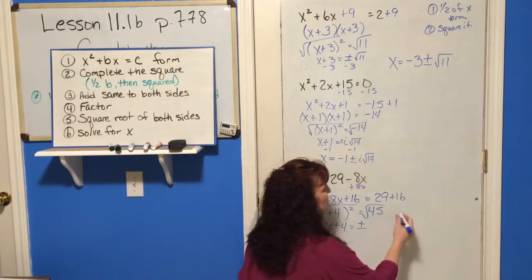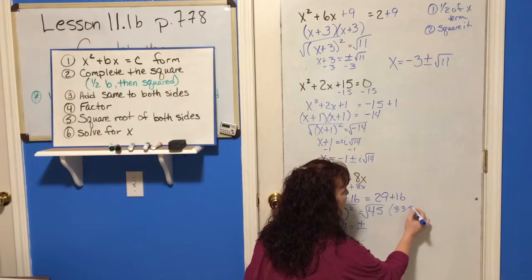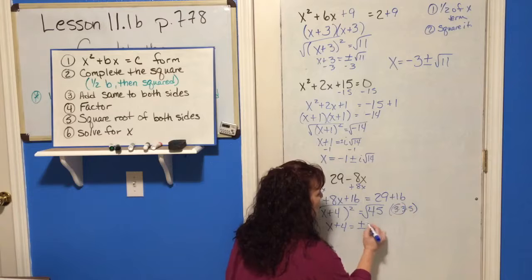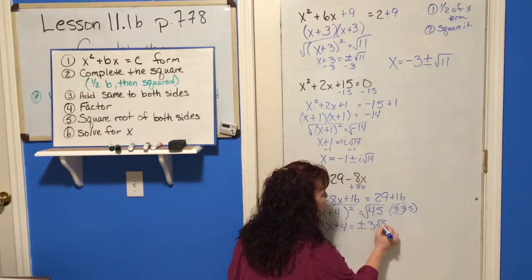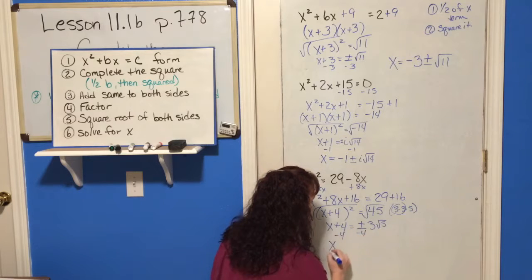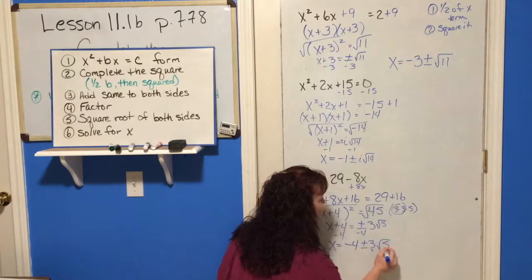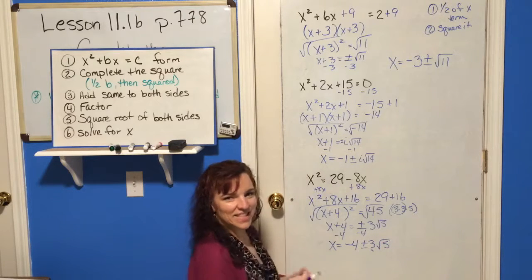Let's simplify this here. 45 is 9 times 5, which is 3 times 3 times 5. So we can take out a 3 and a square root of 5. And now just subtract 4. So x equals negative 4 plus or minus 3 times the square root of 5. And that's it.